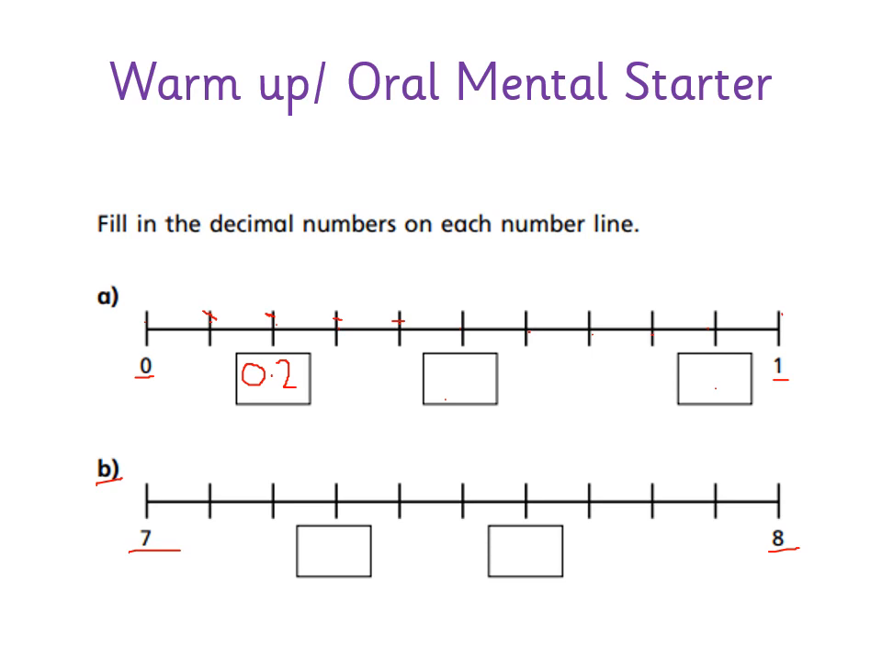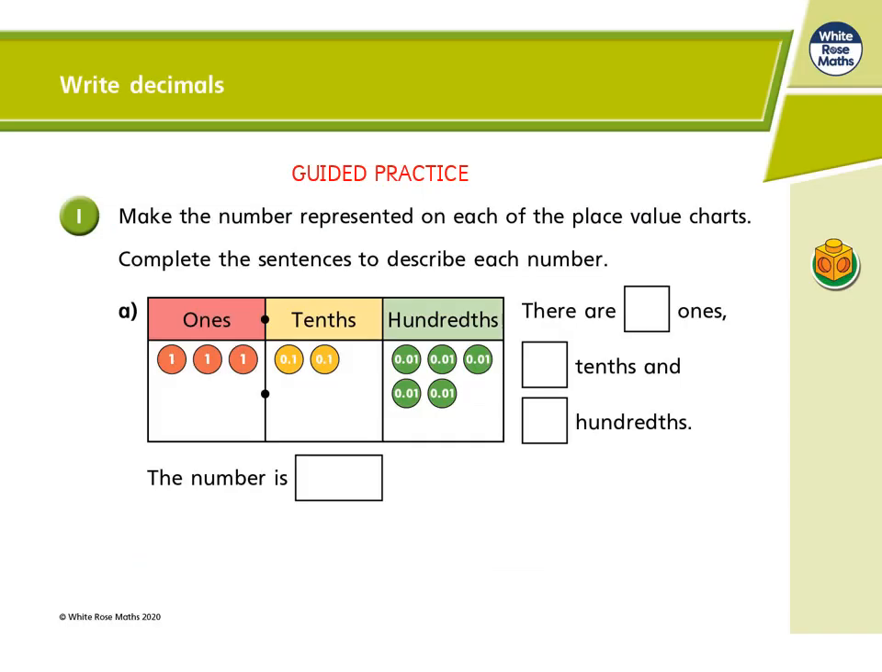And today's lesson. So today our learning objective is to write decimals. And our first question that we'll look at together is we're going to make the number represented on each of the place value charts. Complete the sentences to describe each number. Okay, so it's telling me there are something ones.